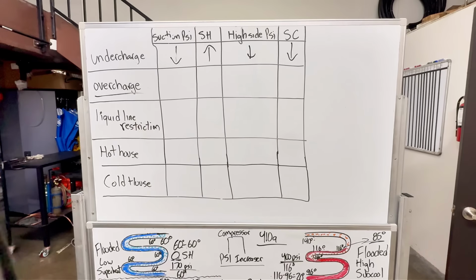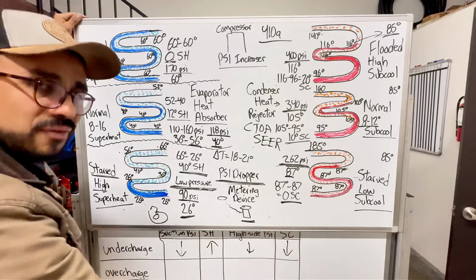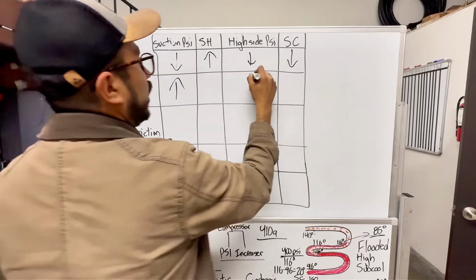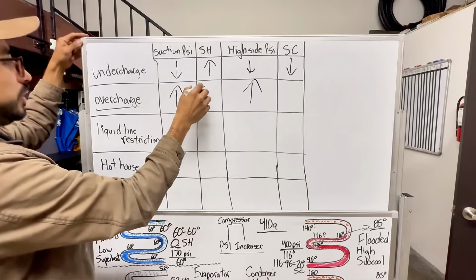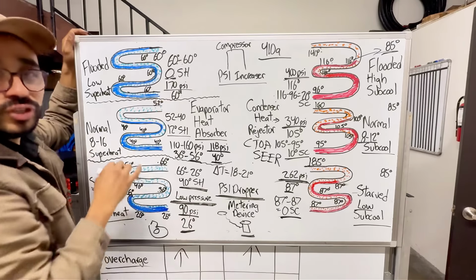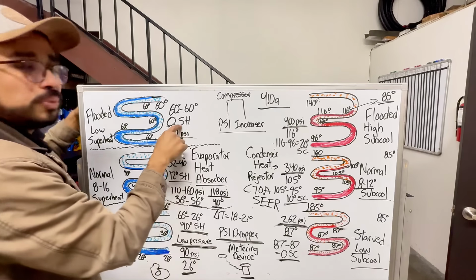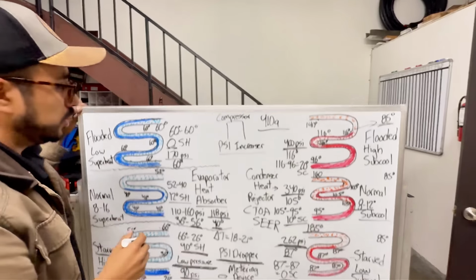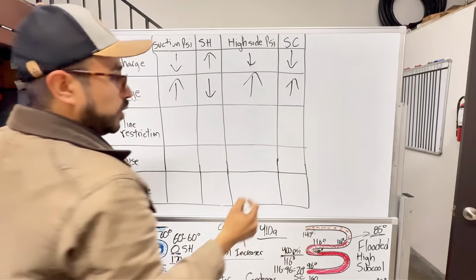A system that's overcharged. Right away, we know that my pressures are both going to be high because you have a lot of refrigerant, a lot of volume. So suction pressure high, high side pressure high because you have a lot of refrigerant. Now remember, my superheat for my overcharged system is going to be really low because you have too much refrigerant. And we're talking about a really flooded evaporator, okay? So it's going to be a low superheat because even though hot air is going through it, you have too much refrigerant pushing through.